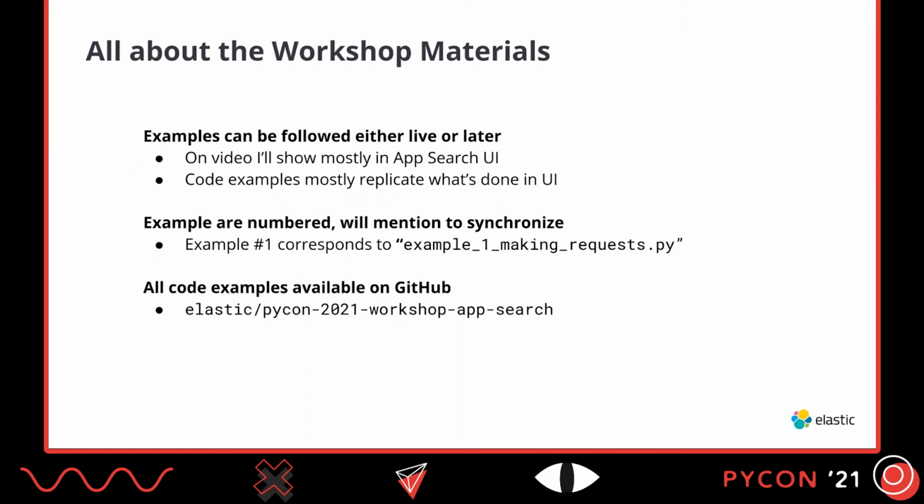So this workshop comes with a handful of code examples that you can try yourself, along with a small Django application that uses App Search in a bunch of different ways that are all going to be discussed in this presentation. If you want to follow along live with the examples, you can do that. However, it's totally fine to come back to them after the presentation as well. For this presentation, I'll be using the App Search UI for most of it, but the code examples themselves replicate what is done in the UI with the App Search APIs. All the code for this presentation is available on GitHub, and the repository is listed on the slide. And with that all out of the way, let's get started.